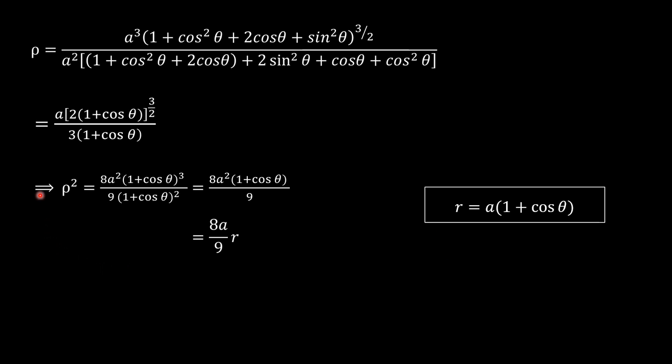Just observe, students, rho square is of the form some constant into r. So I can say that rho square is proportional to r, isn't it? Since your rho square is equal to some constant into r, hence I can say that rho square is proportional to r. That completes the proof, right?